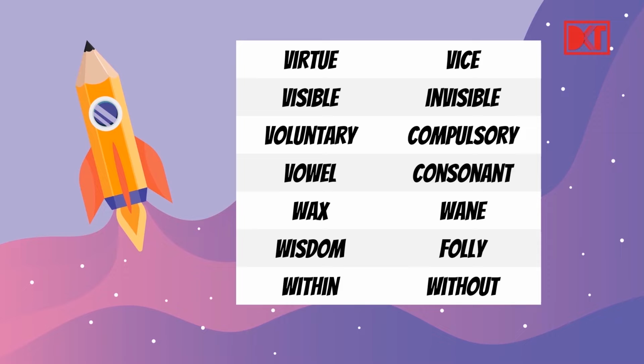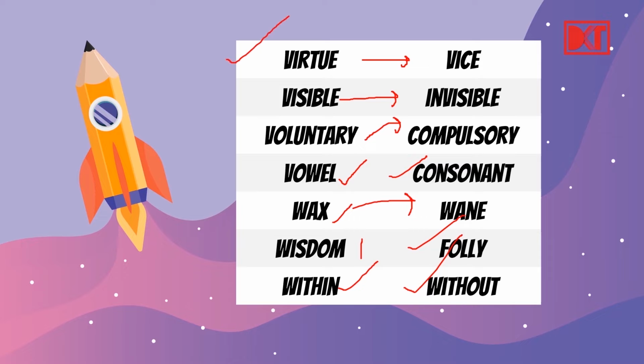Here are a few more examples. Like virtue is the opposite of wise. Visible, the opposite of invisible. Voluntary, the opposite of compulsory. Vowel, the opposite of consonant. Wax is the antonym of vain. Wisdom is the antonym of folly. Within, opposite of without. Alright, so you've seen so many examples of antonyms. Now let's move on.